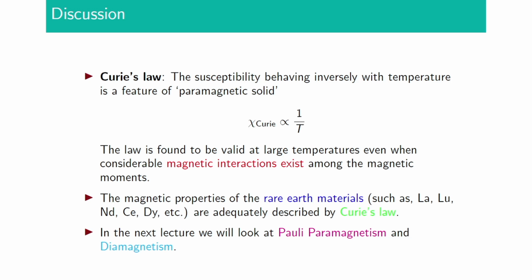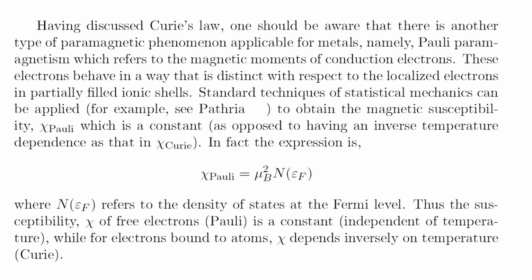And in the next slide, so, this is really the slide that you have. We will talk about Pauli paramagnetism, and also we will talk about diamagnetism. We have discussed Curie's law, and one should be aware at this moment that there is another type of paramagnetic phenomenon that is applicable for metals, or where there are a lot of free electrons.